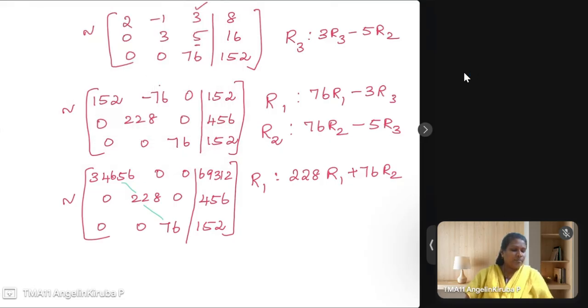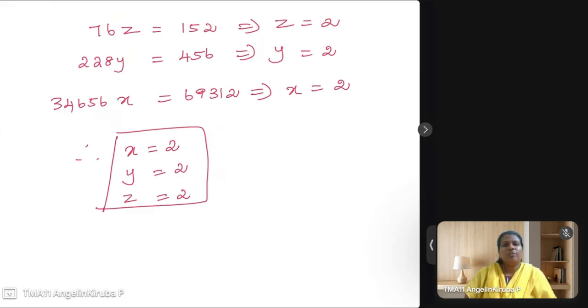So this is called the Gauss-Jordan method. In this video, we have seen two methods: one is Gauss elimination and another one is Gauss-Jordan. Hope this video is useful for you. Study well. All the best.